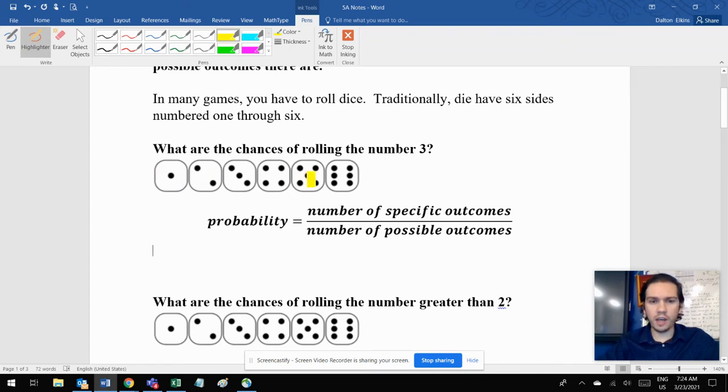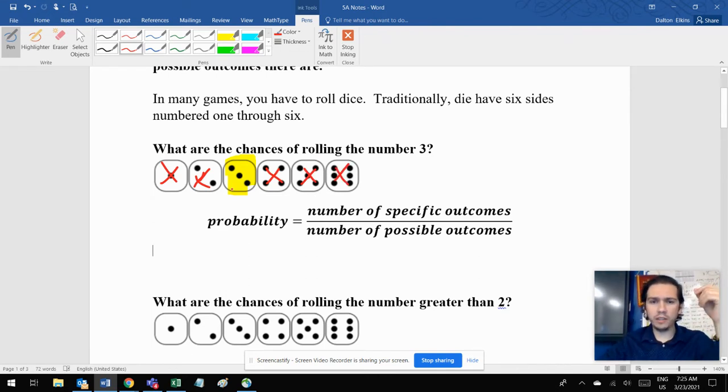So here are each side of the dice, right? We have 1, 2, 3, 4, 5, 6. This one is the number 3. And then if we roll a 1, well, that's not what we want. If you roll a 2, again, that's not what we want. 4, no. 5, no. 6, no. We're looking for just the number 3.